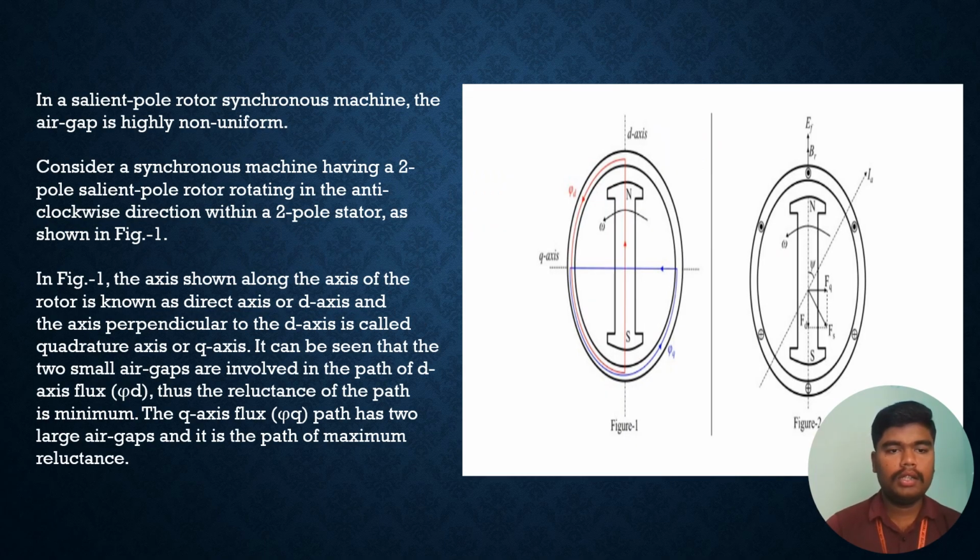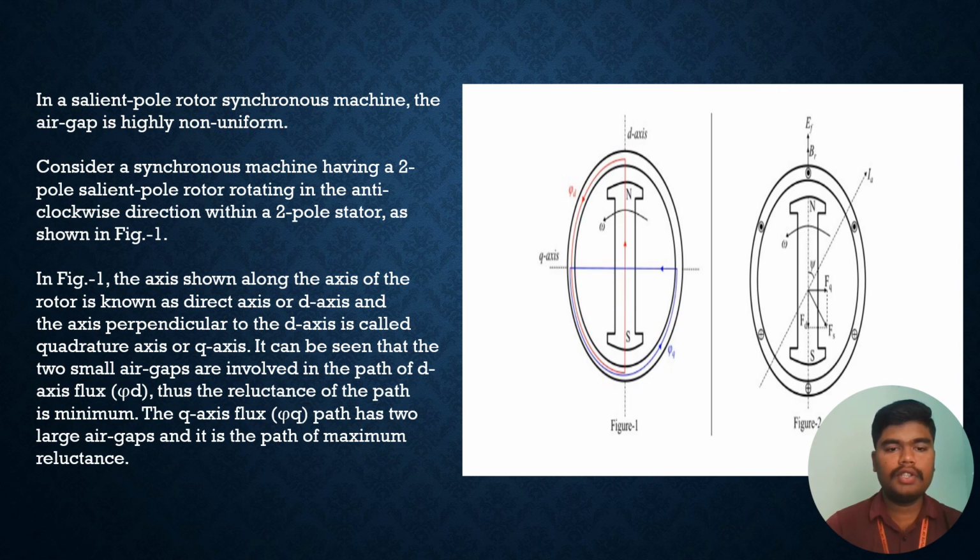So let us know about the salient pole. In a salient pole rotor synchronous machine, the air gap is highly non-uniform. Let us consider a synchronous machine having a two-pole salient pole rotor rotating in anti-clockwise direction within a two-pole stator, as shown in figure number 1.